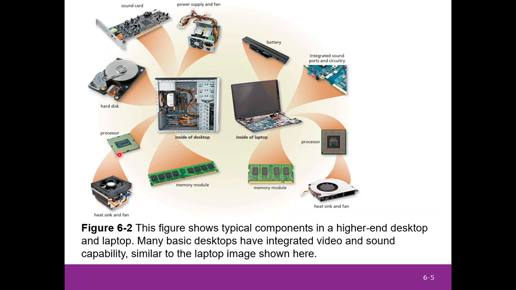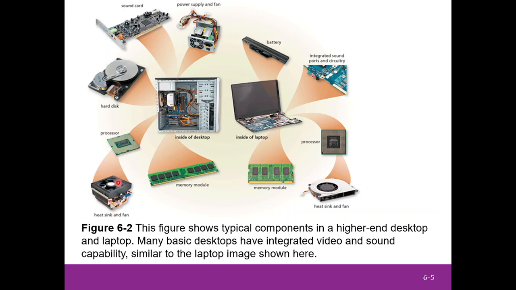So the microprocessor is a very tiny chip, and it is a very flat kind of chip. On top of it, there is a metallic shield attached to it. That shield basically conducts heat away from the microprocessor. When the microprocessor is functioning, it generates a lot of heat, and that heat must be dissipated effectively so that it can work properly.